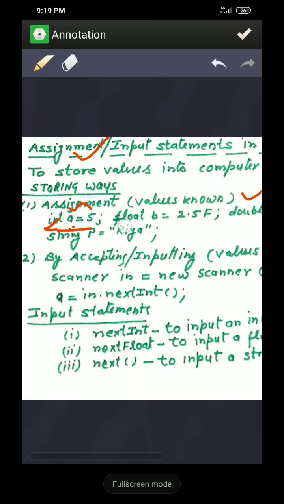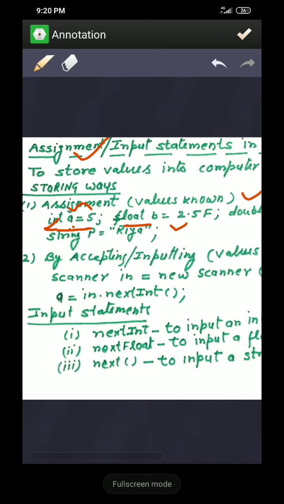In the same way here, float b is equal to 2.5f. Float means if you want to store a fractional value, you can store it in this way. So this is what happens when we are storing any value into the computer memory.